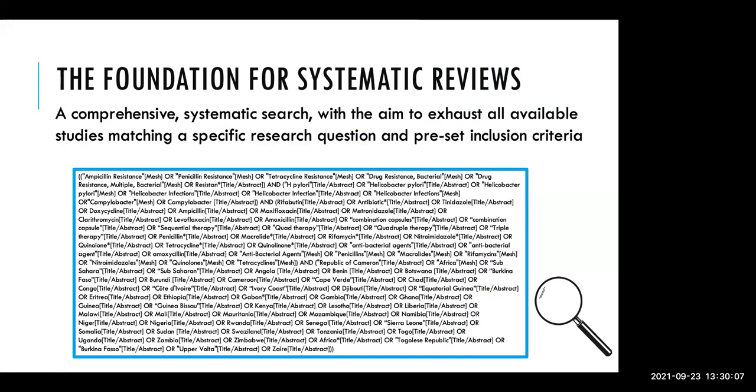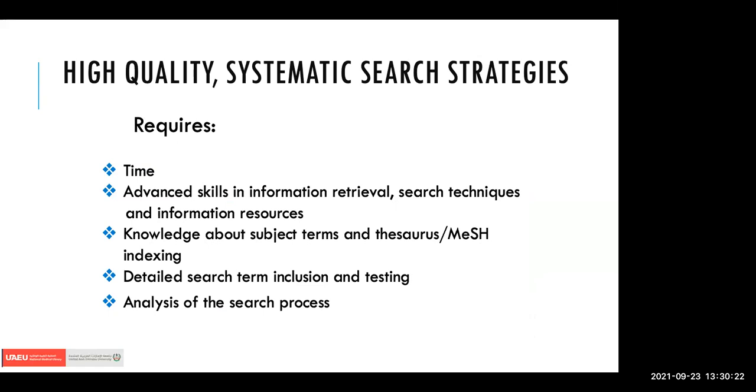And the foundation for any systematic review is a comprehensive systematic search with the aim of exhausting all available studies matching the research question. And the search can look very different. The main focus will be that it needs high quality, of course. The search will have to be systematically developed and have a high quality output. And that requires time. It's nothing that is done in a couple of weeks or even a month. It takes a long time to develop a systematic search.